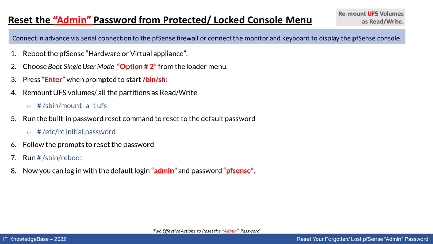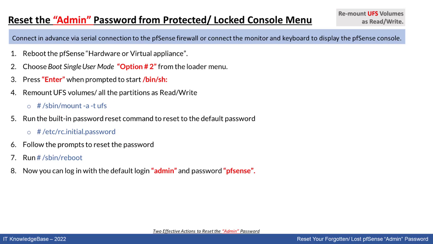Reboot the pfSense hardware or virtual appliance. Choose boot single user mode. This is option number 2 from the loader menu. Press enter when prompted to start /bin/sh. Remount the UFS volume, all the partitions, as read-write. You have to type this command and hit enter.